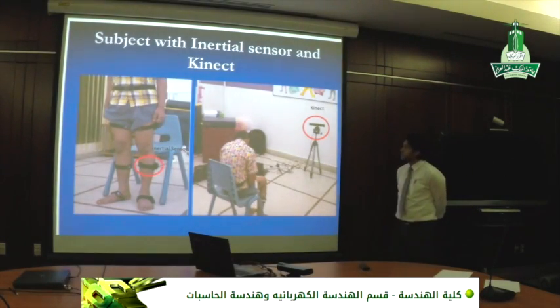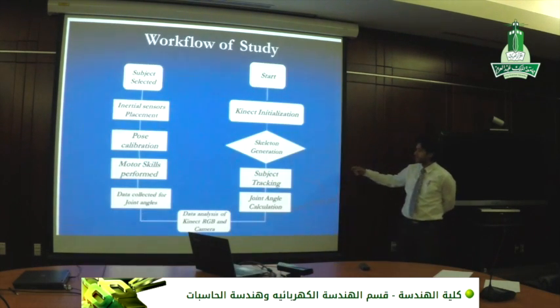This is the subject with the inertial sensors placed on his body and a Kinect camera in front of him for analyzing the data.